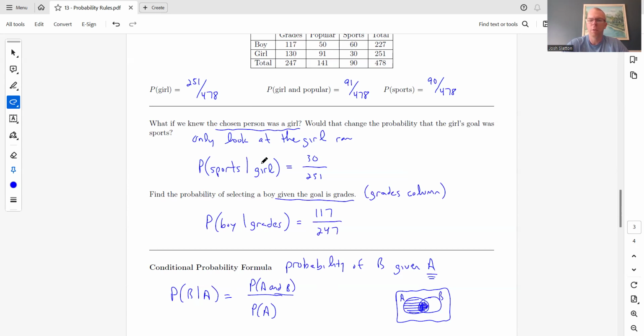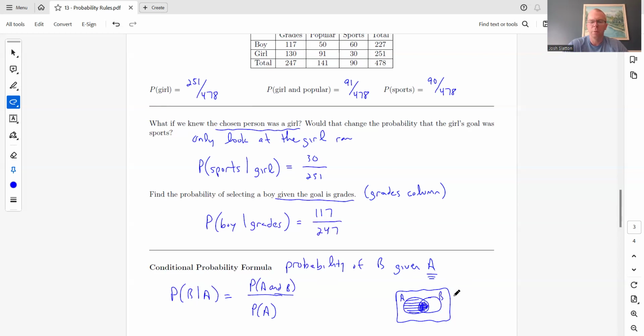Same thing with the sports given girl. If we're in the girl row and we're looking at sports, we can't include this 60 up here, because that's not part of the girl row. So we're only looking at the girl row. We're only looking at the grades column. We're only looking at the A circle.